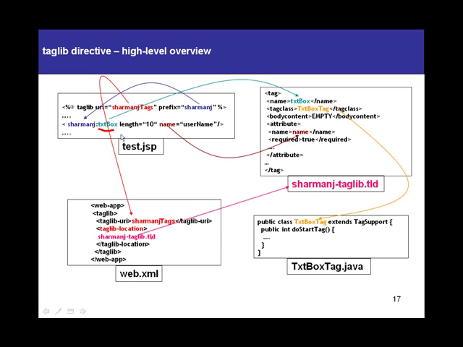So this is how the flow navigates between the different components and how your tag handler class is identified by the JSP pages, right? So this completes the JSP Taglib, JSP directives.